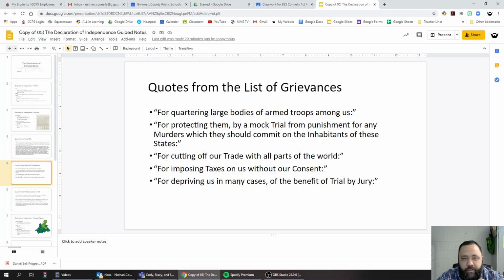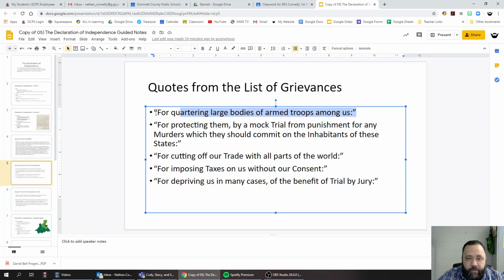They all kind of read like they start with the word "for." "For quartering large bodies of armed troops among us." So basically, keeping soldiers here in our own homes. "For protecting them by a mock trial from punishment for any murders which they should commit on the inhabitants of these states." So basically letting the British military and British officers get away with murder. "For cutting off our trade with all parts of the world."